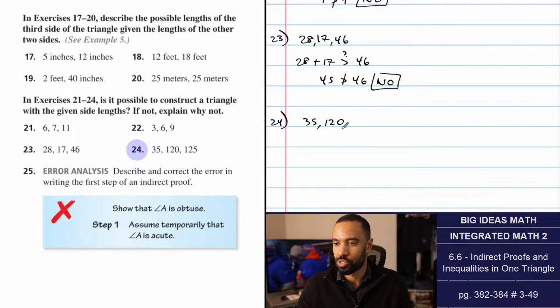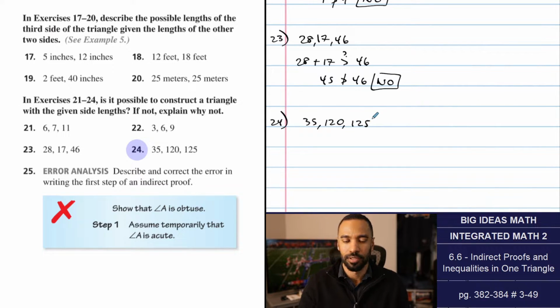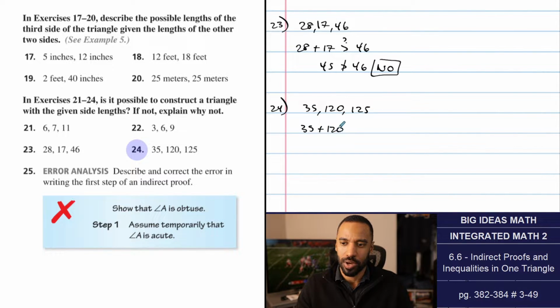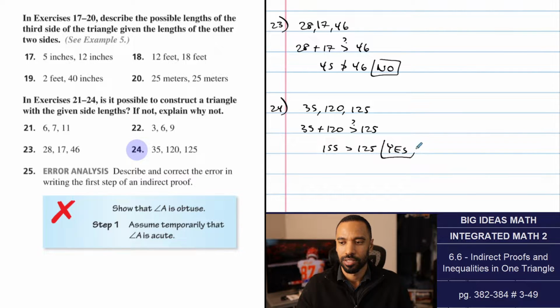35, 120, 125. I always say this, but I feel like we're going pretty good on time right here, and then it's going to slow up. Probably right after this. 35 plus 120, is it greater than 125? You betcha. That's 155, which is greater than 125. So yes, you can make a triangle out of that. You can make many, actually.